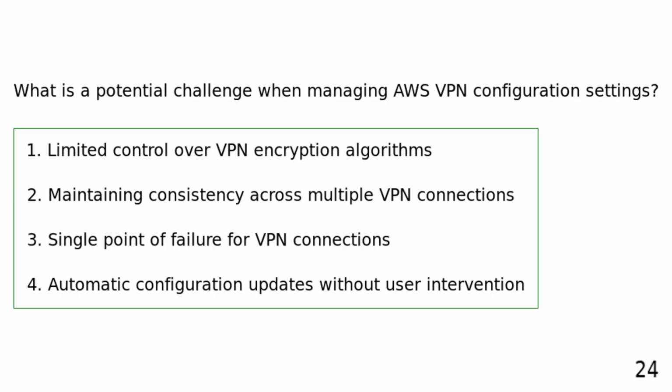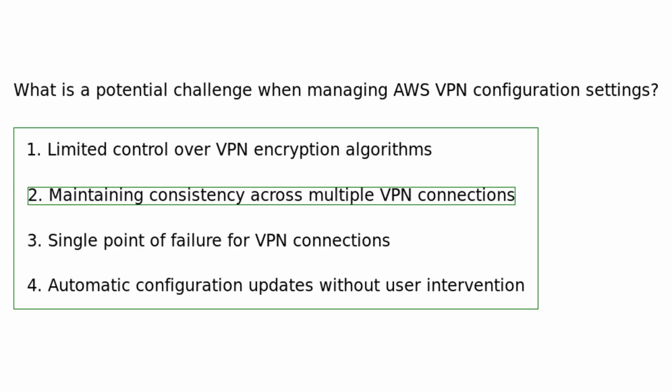What is a potential challenge when managing AWS VPN configuration settings? Limited control over VPN encryption algorithms. Maintaining consistency across multiple VPN connections. Single point of failure for VPN connections. Automatic configuration updates without user intervention.